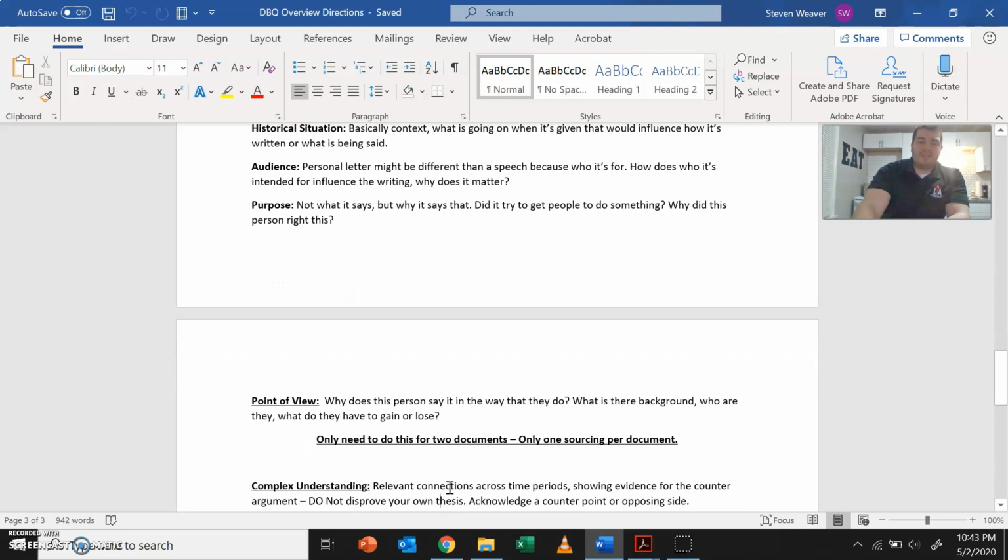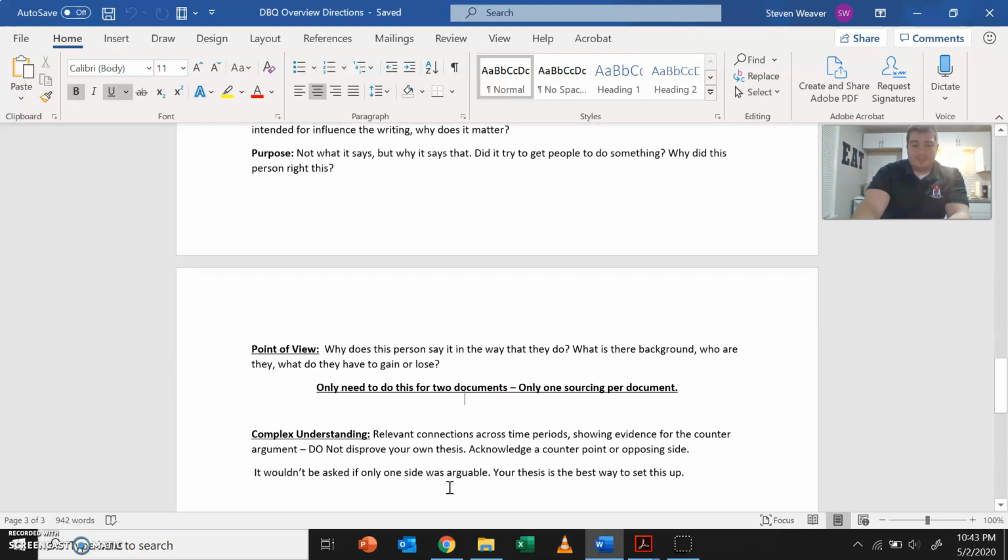And the last way to do this is the point of view, or some people call it the speaker point. Why does this person say it in the way they do? What is their background? Where are they educated? What is their job? What have they gone through? Who are they? What do they have to gain or lose from the events that are going on?